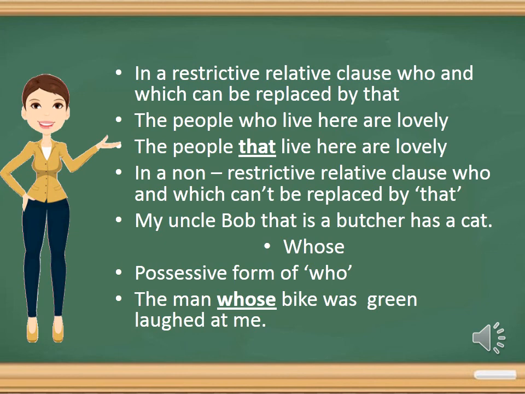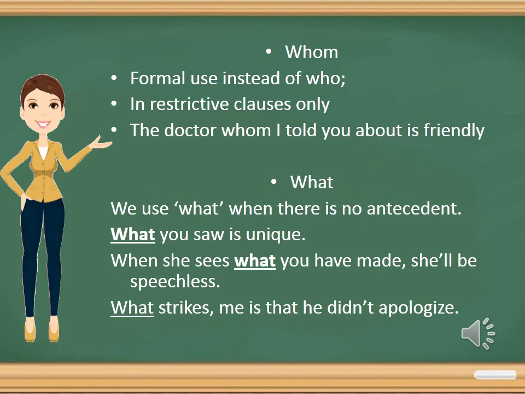When we use whose, we need to understand that whose is the possessive form of who. The man whose bike was green laughed at me. When we want to use who formally, we use whom. Whom can also be used in restrictive clauses only. Example: the doctor whom I told you about is friendly.